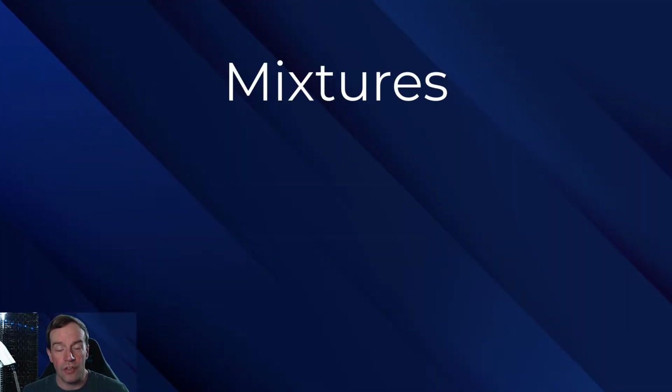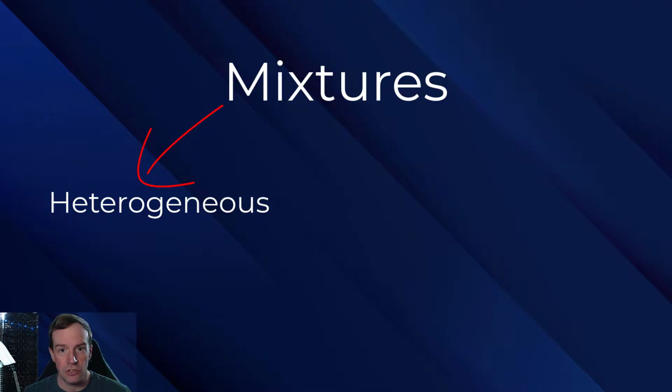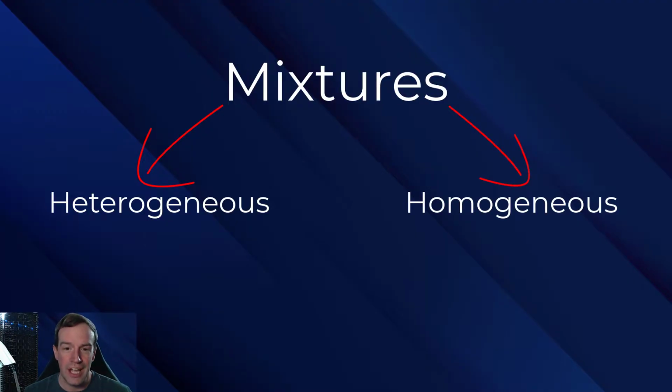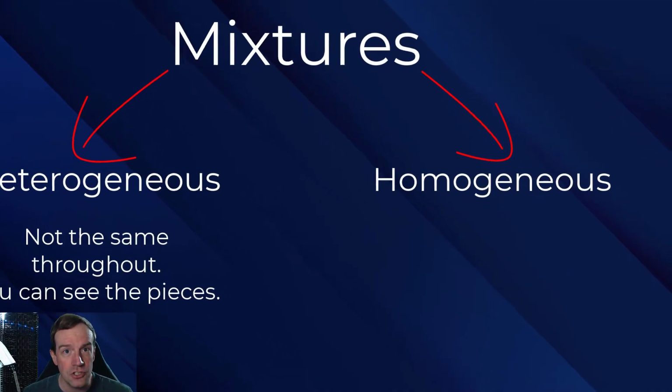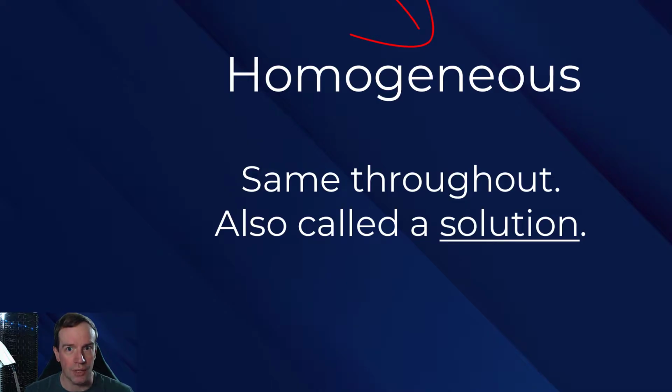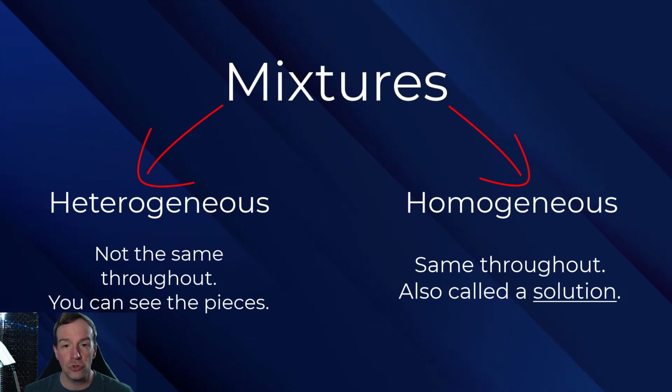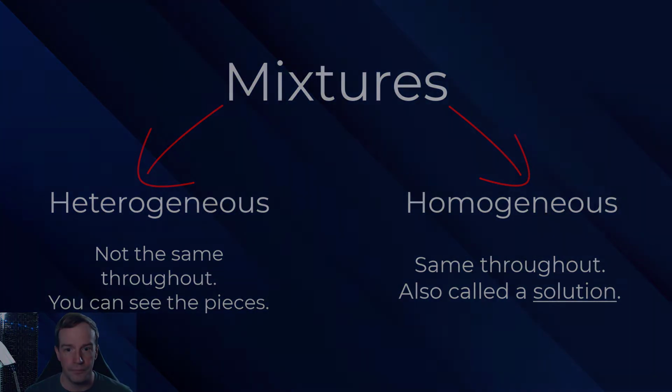Mixtures are another type of matter. There are two types of mixtures. There are heterogeneous mixtures and homogeneous mixtures. Heterogeneous mixtures, you can see the pieces. They're not the same throughout. Homogeneous mixtures are the same throughout. It's also called a solution. Now, it's important that we look at examples so we can tell the difference between the two.